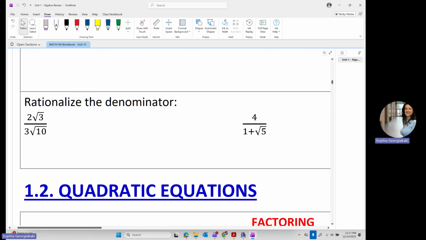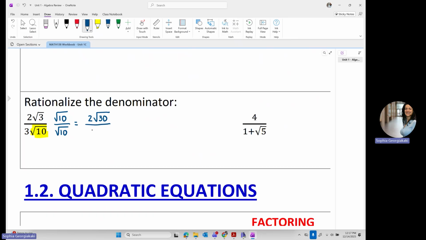To rationalize this denominator, the only irrational part of the denominator is the square root of 10. So I'm only going to multiply by the square root of 10 in the denominator and in the numerator. I will get 2 square root of 3 times 10 is 30. Remember the product property of roots of radicals. You can multiply those. In the denominator, I have 3 times 10, which is 30.